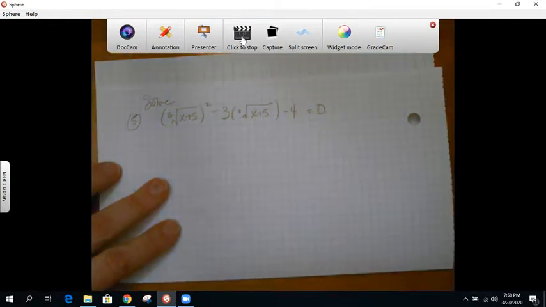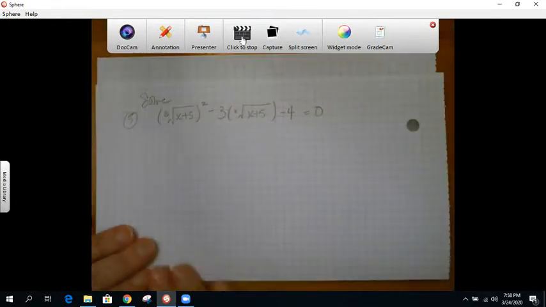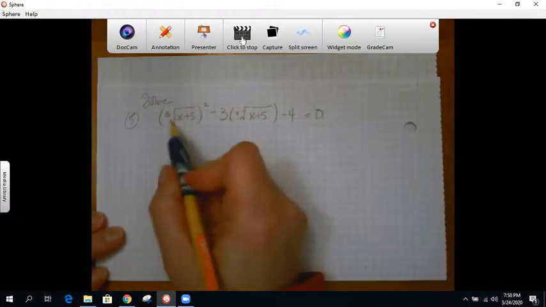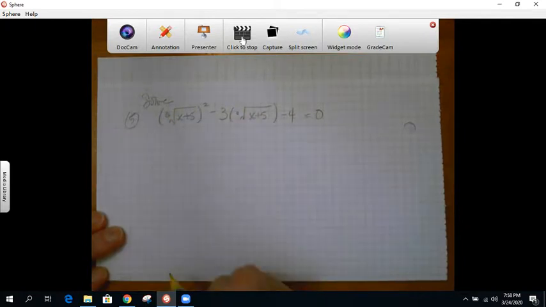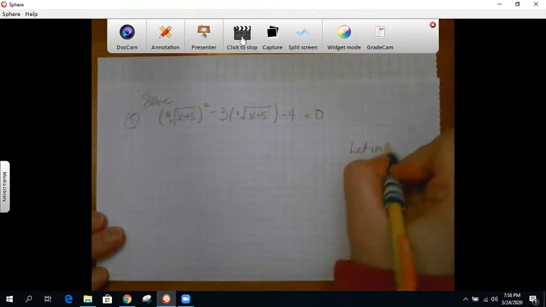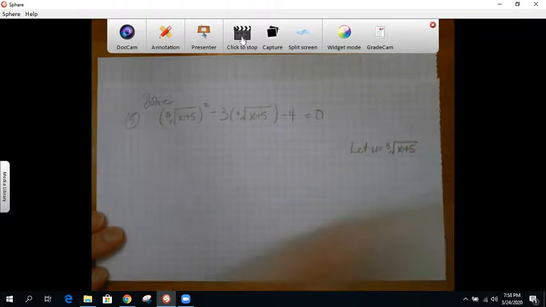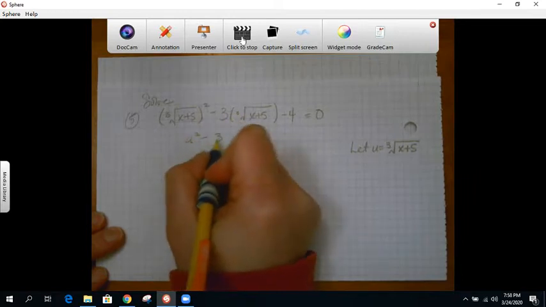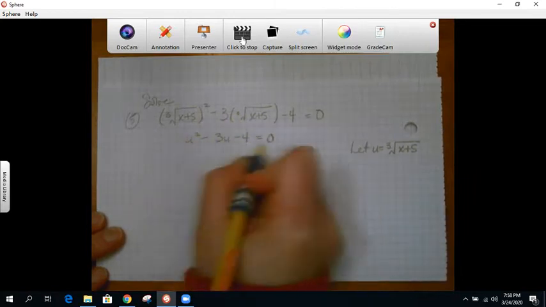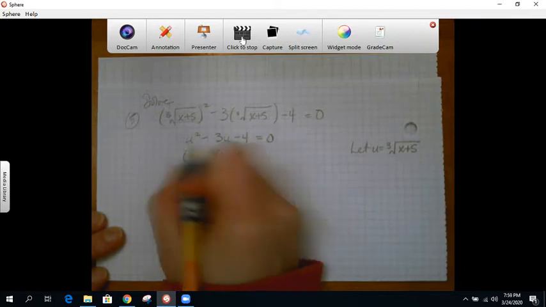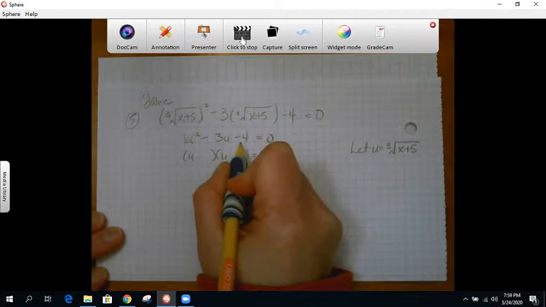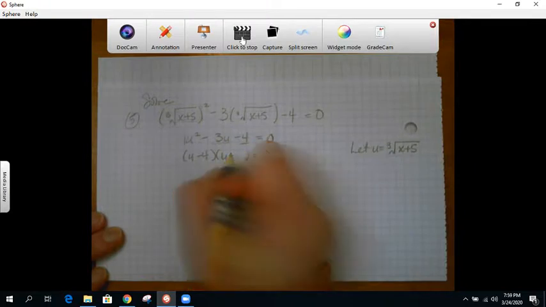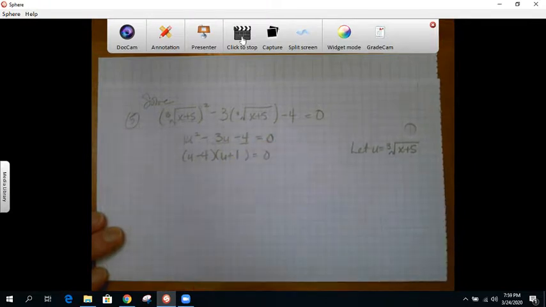Oh, your favorite. U-substitution. Okay, so when I look at this equation, I say, ugh, what's with all this business here, these cube roots of x plus 5? And so that's exactly what I'm going to let my u equal, the cube root of x plus 5. So wherever I see that cube root of x plus 5, I'm going to substitute in a u. I'm going to factor this. This is the easy factoring, right? When the coefficient here is 1, you need two numbers that multiply to be negative 4 and add to be negative 3. So negative 4 and 1. Right? Yes.